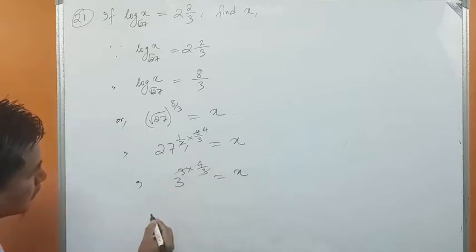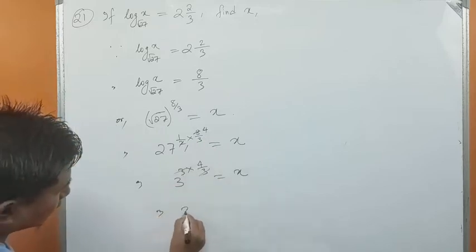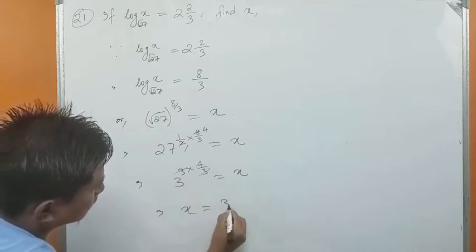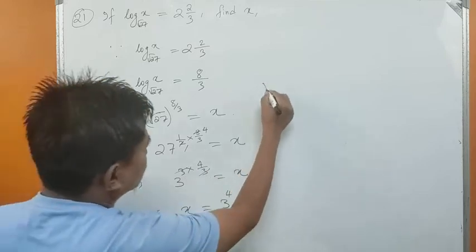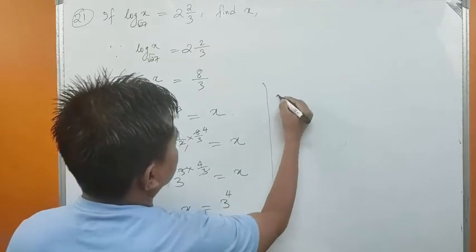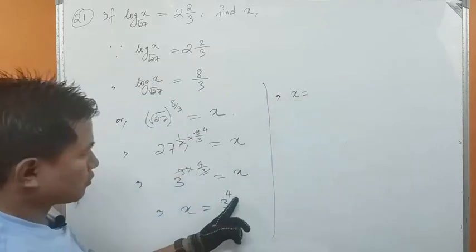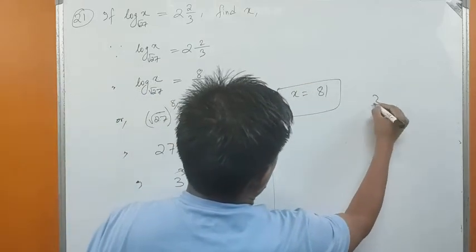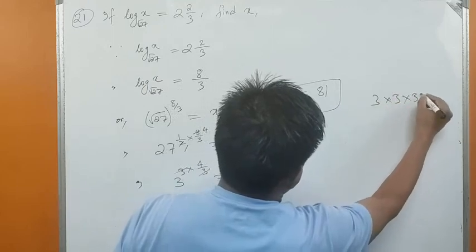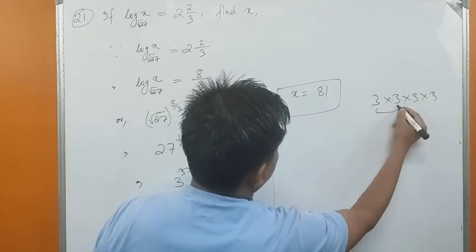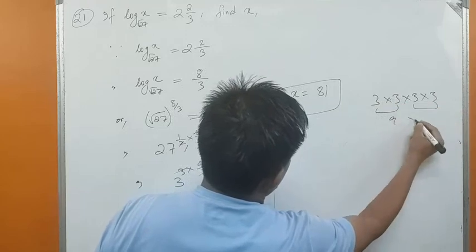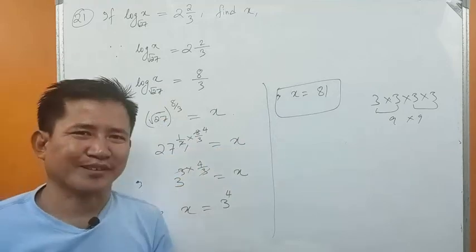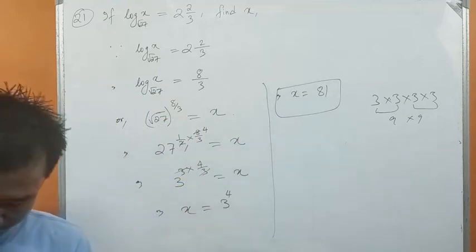This 3 and 3 can be cancelled, or x equals 3 to the power 4. Let me write this 3 to the power 4 here. Okay, so let me continue here. Or x equals 3 to the power 4 means 81. 3 into 3 into 3 into 3, 3 to the power 4 means 3 nines are 9, 9 into 9 is 81. So we were asked to find the value of x, x is 81. Okay, now let us move on to the next question.